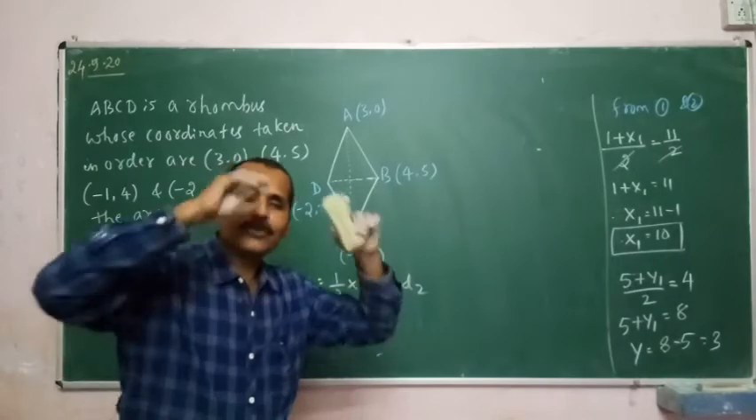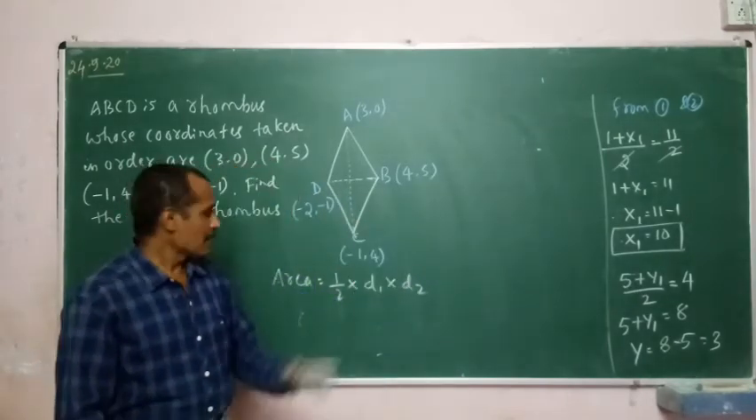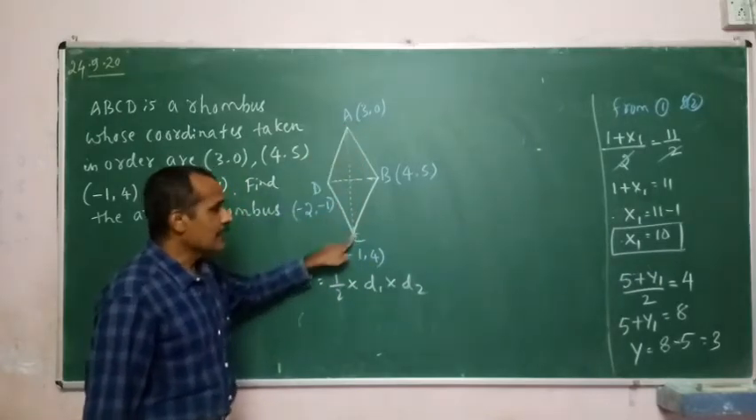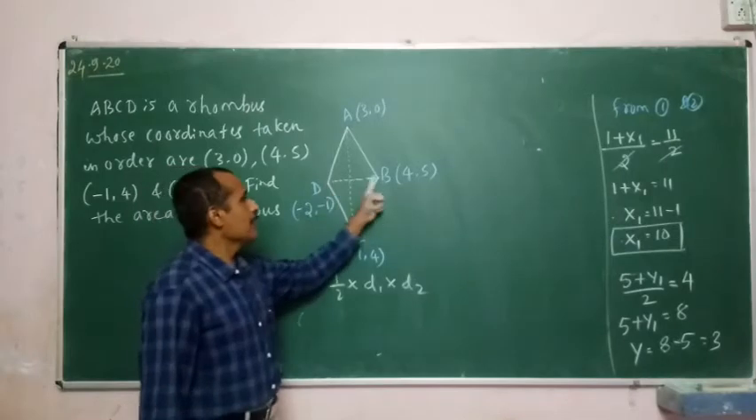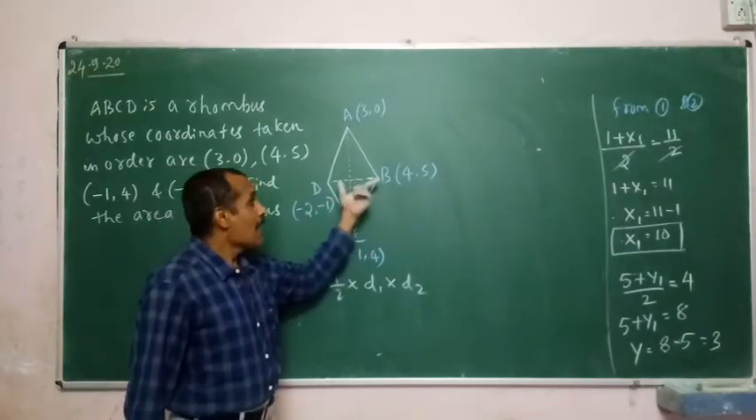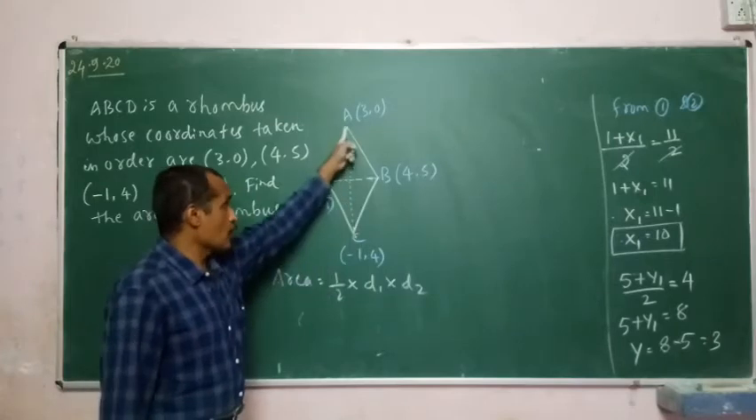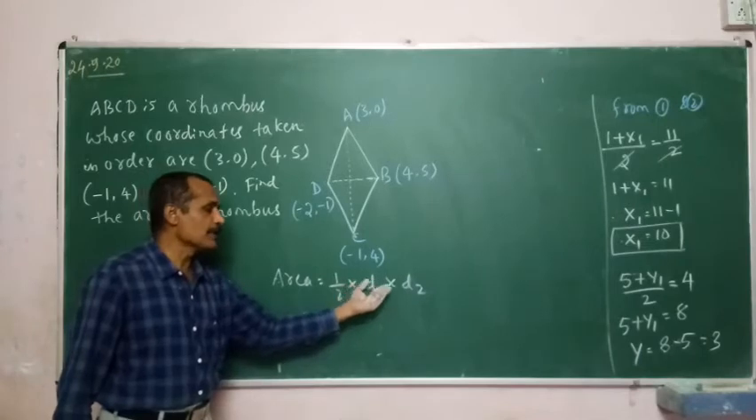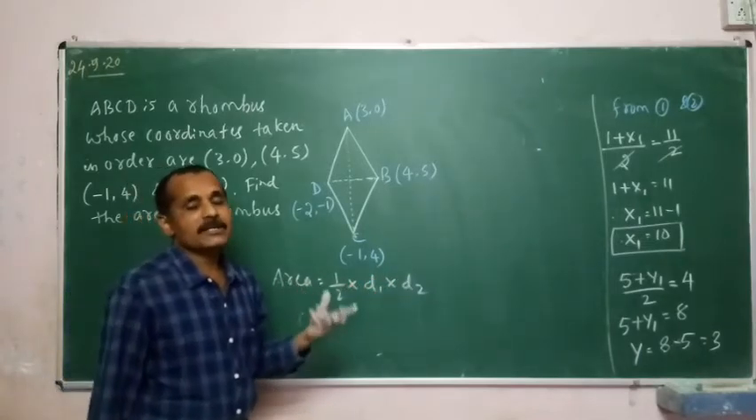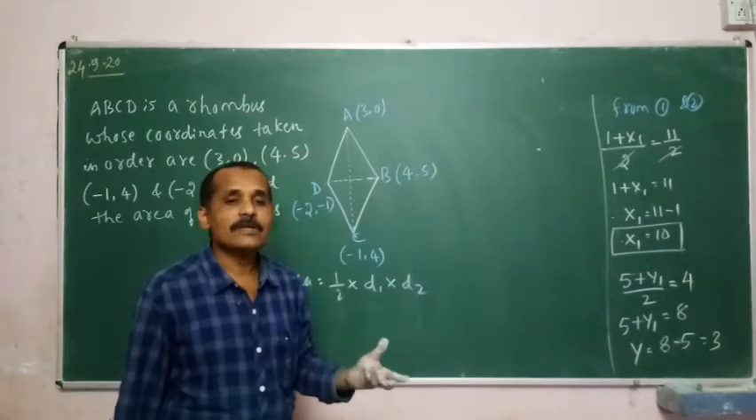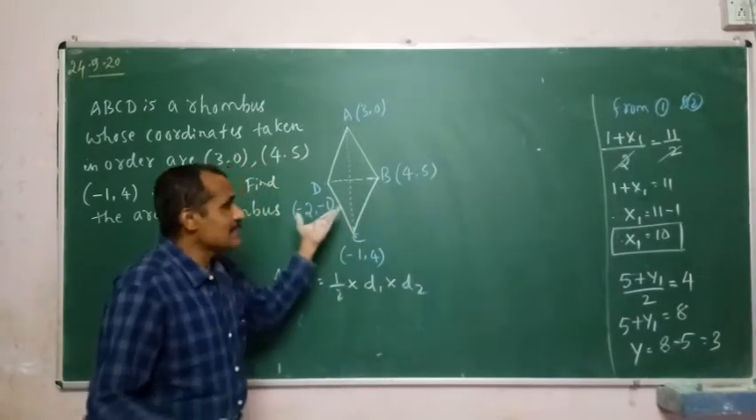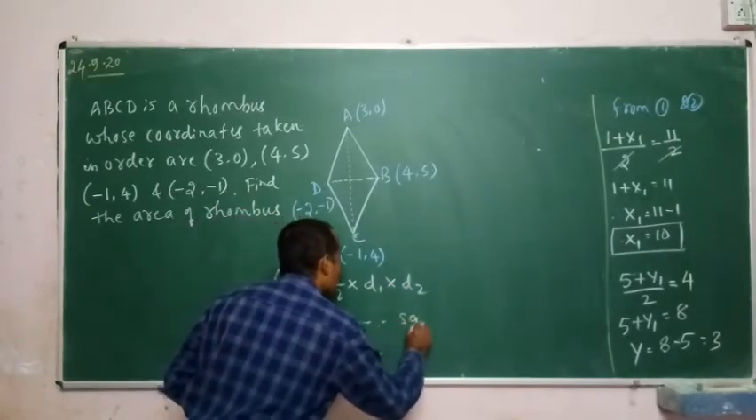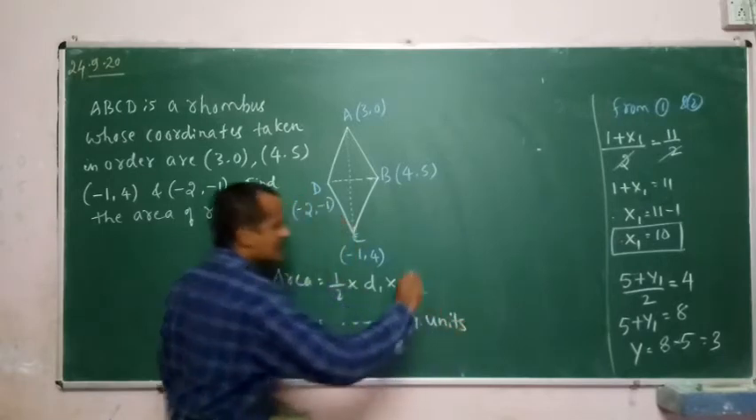Here, the section formula will not at all come into the picture. Half into d1 into d2. Using the distance formula, find the length of AC, and find the length of BD. After finding both diagonals, called d1 and d2, multiply half into d1 into d2. Whatever answer you get, that is the area of the rhombus. We say square units because we don't know whether it is centimeter or meter. Square units is the answer.